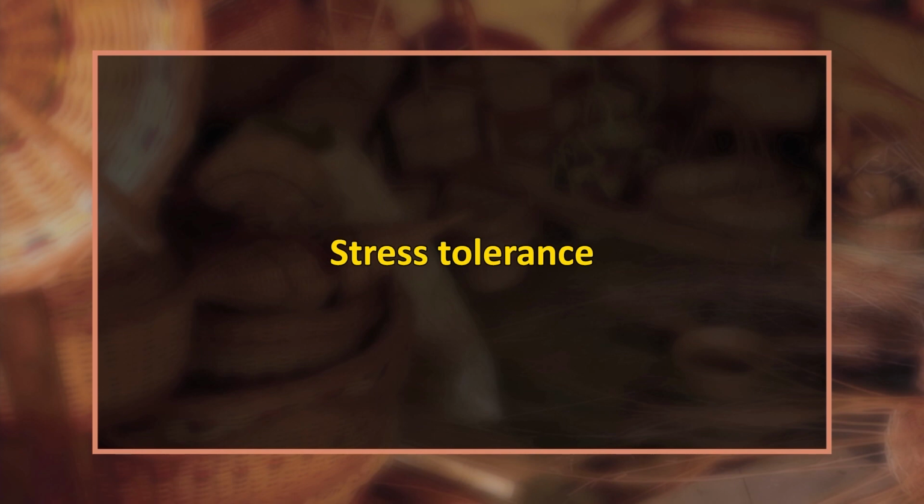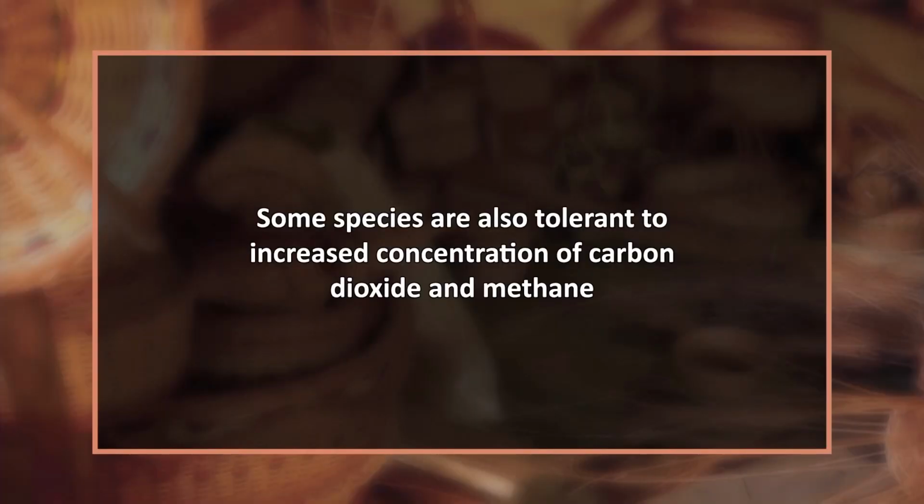Number 4 is stress tolerance. They are tolerant to floods and can survive in water saturated soils where there is oxygen shortage in the roots. Some species are also tolerant to increased concentration of carbon dioxide and methane. Some willows are considered drought tolerant, tolerant to metals and resistant to moderate salinity.